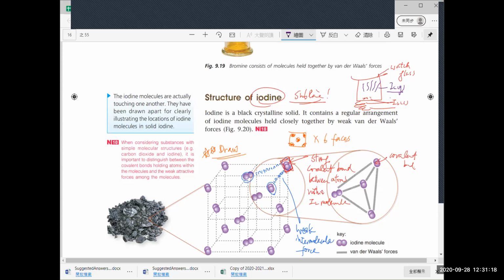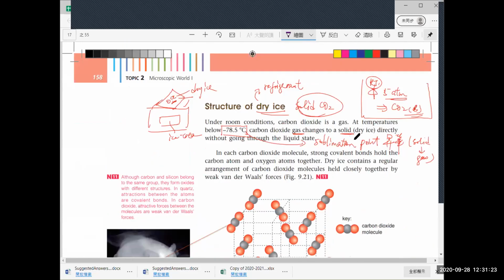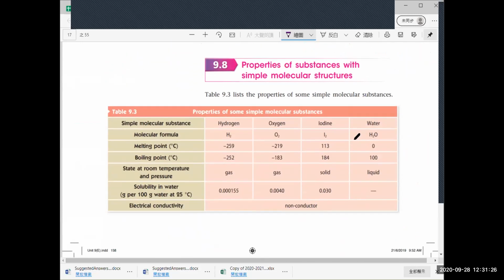So this is what you may know about this. A very funny fact: if you compare with some other chemicals, like hydrogen, oxygen, iodine, and water, what do they have in common? When you compare with giant structures, they have a rather low melting point and low boiling point, and usually they exist as a gas. Sometimes liquid, sometimes solid, but that solid will still have a low melting point.